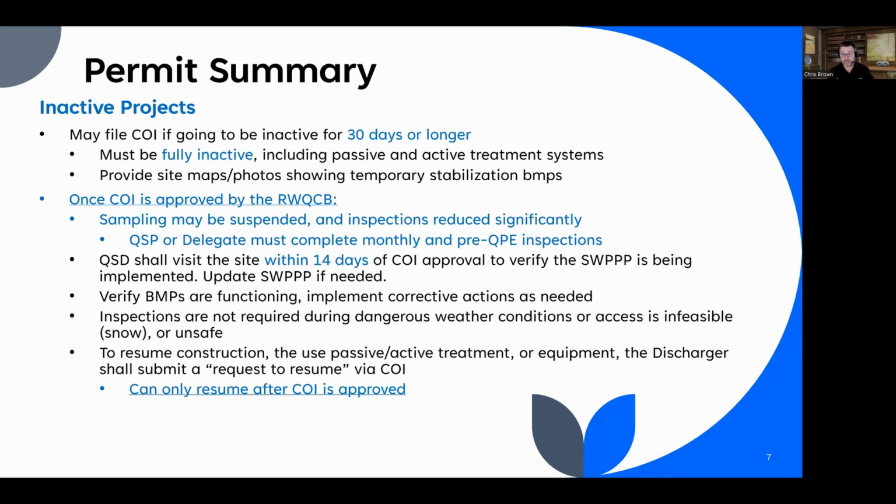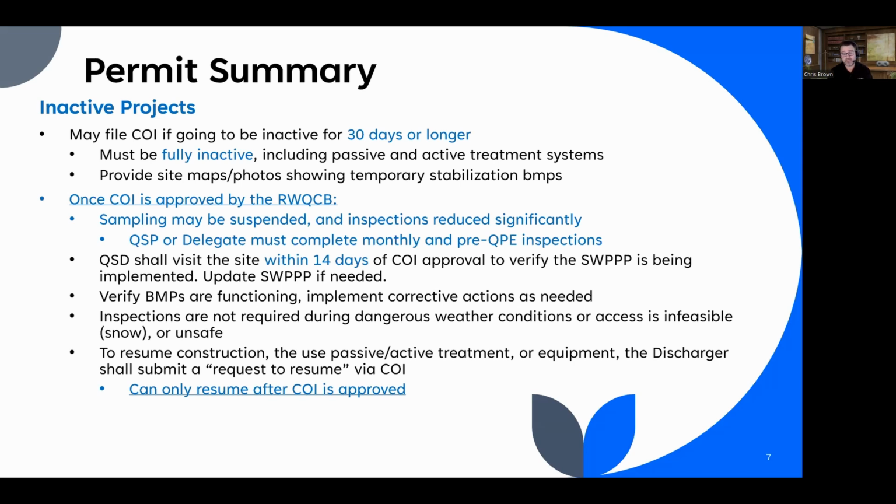They would hydroseed it and let nature take its course, keep doing the monthly and pre-QPE inspections, and then wait for that. Another example would be a project that wants to not apply BMPs over and over and fight the rainy season. So they go inactive for 4 or 5 months during the rainy season, and then they reactivate later on. Now, in order to resume construction, this is the little tricky part. They actually have to file another COI, a request to resume COI, and it has to be approved before they can start doing any construction activity. So there is that one little hurdle.